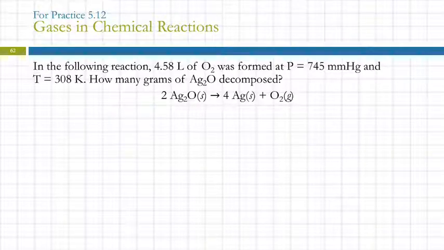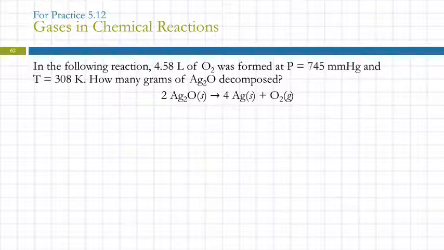Here's an example. In the following reaction, 4.58 liters of oxygen was formed at P equals 745 millimeters of mercury and T equals 308 Kelvin. How many grams of Ag2O decomposed? Well, we have a chemical equation here. We can use that, as we did with other stoichiometry problems, to organize the information.